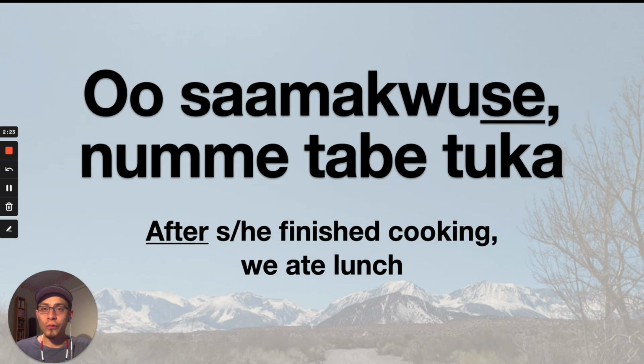This says usamakusi nimitavituka. After she or he finished cooking, we ate. So sa means to cook. Maku is to finish. So finish cooking. And then si, again, this means that's what occurs first. Finish cooking, and then we eat.